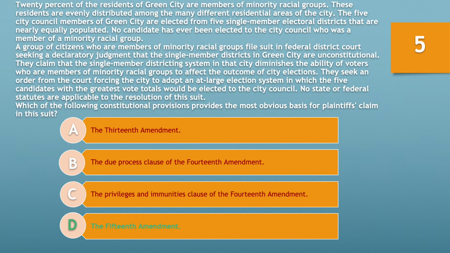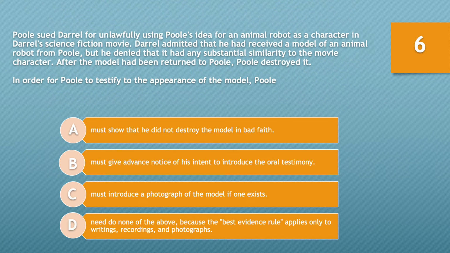Here, the group of citizens who are members of minority racial groups are claiming that the single-member districting system is discriminating against minority racial groups because they cannot affect the outcome of city elections by voting. The 15th Amendment protects eligible voters like these minority racial groups from discrimination in Green City elections. Therefore, the 15th Amendment is the most obvious basis for plaintiff's claim in this suit. On to question number 6.